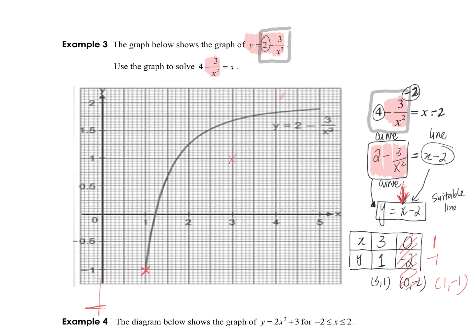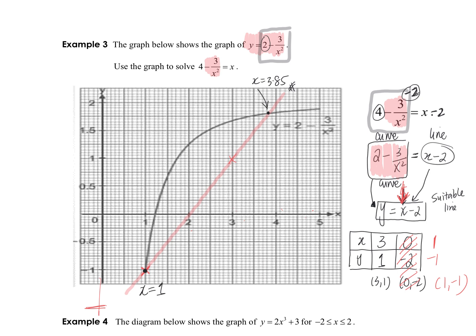So question wants you to solve this. Where do you think they meet? They meet here and here. So you actually have 2 solutions. One is x equals to 1. The other one is maybe 3.8 or 3.85. Okay, we accept a range of answers. So as long as you are within the range, is okay.